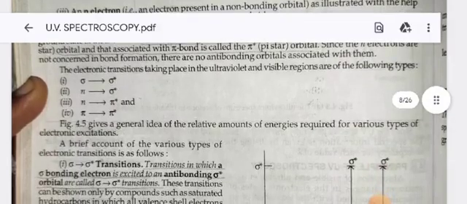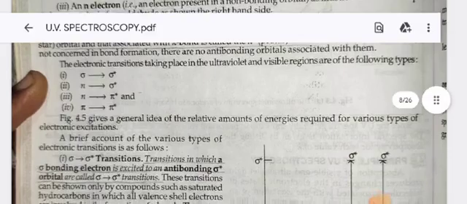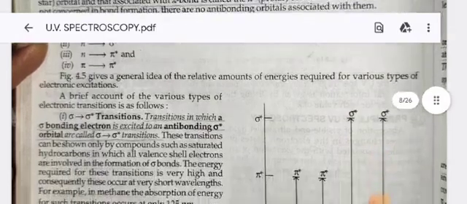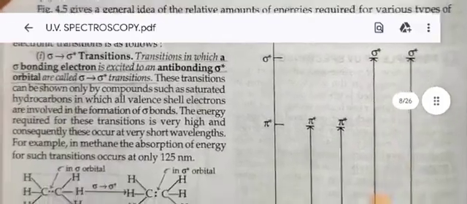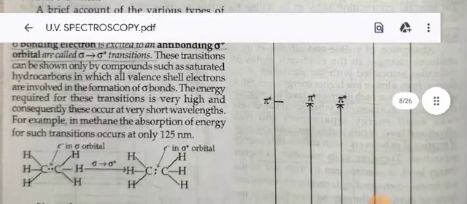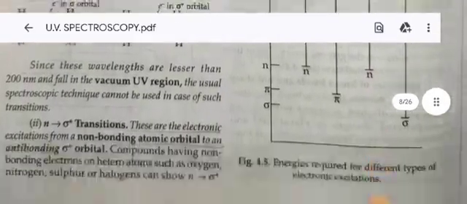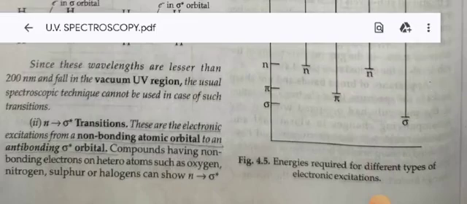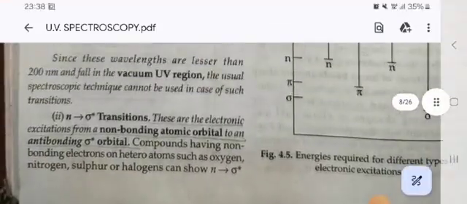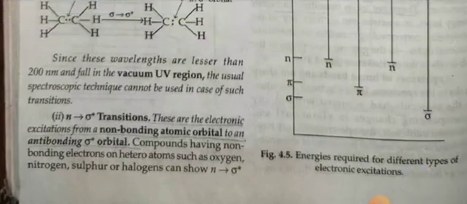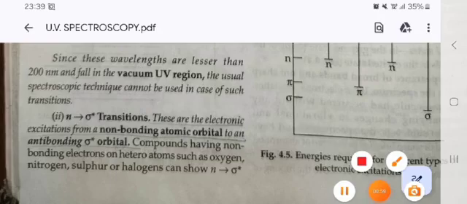The electronic transitions taking place in the ultraviolet and visible regions are sigma to sigma star, n to sigma star, n to pi star, and pi to pi star transitions. First, sigma to sigma star transitions, in which a sigma bonding electron is excited to an antibonding sigma star orbital. Since these wavelengths are less than 200 nanometers and fall in the vacuum region, the usual spectroscopic technique can't be used in such cases.